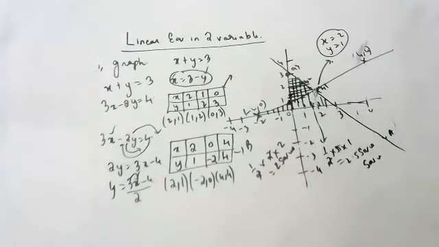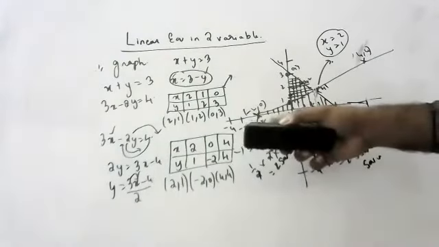Next question, children. Sir, shouldn't 0 comma minus 2 be between the third and fourth quadrant? Yeah, 0 comma minus 2.